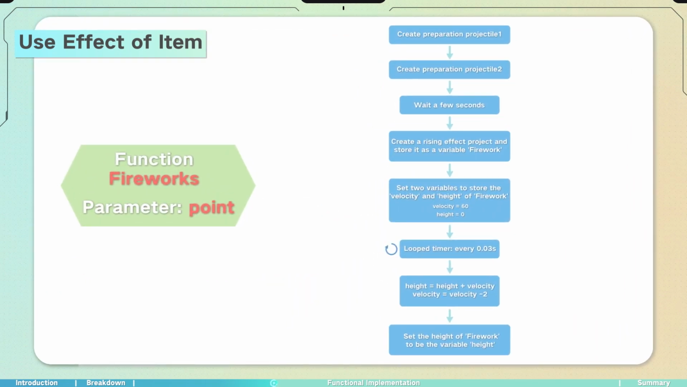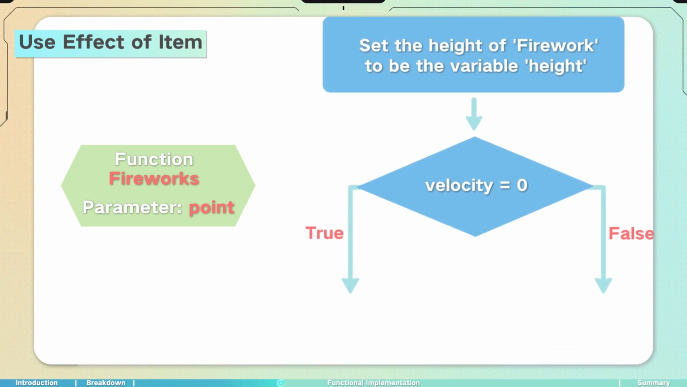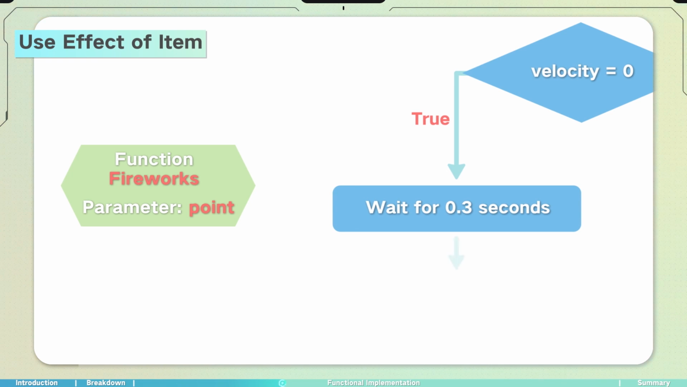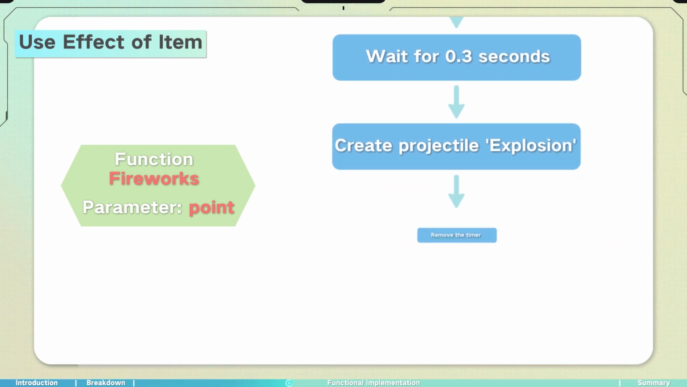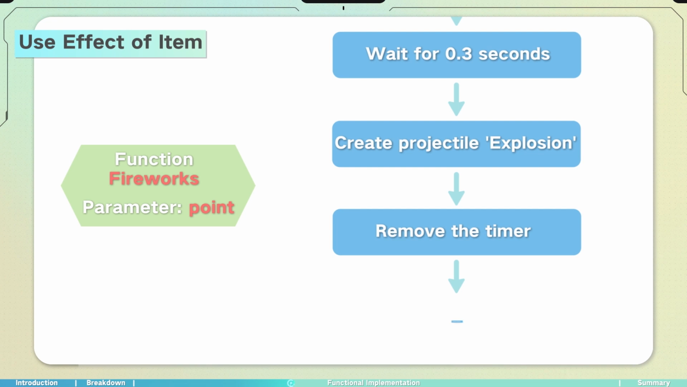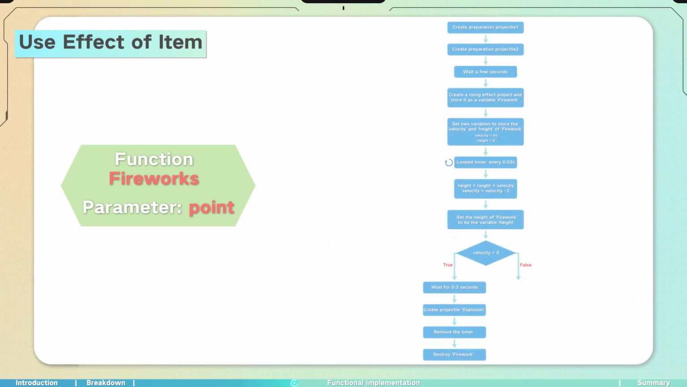Then, we need to check the velocity of the firework. If the velocity equals 0, it means the firework has reached the peak. We wait for 0.3 seconds and create the explosion effect. You can adjust the waiting time for better firework tempo. Lastly, we remove the timer and destroy the projectile variable firework. Now, the function fireworks is completed.